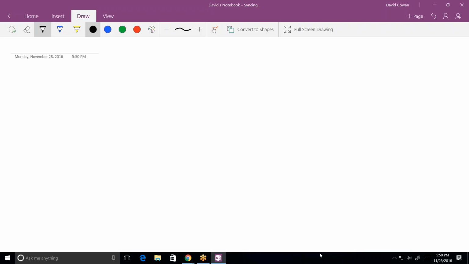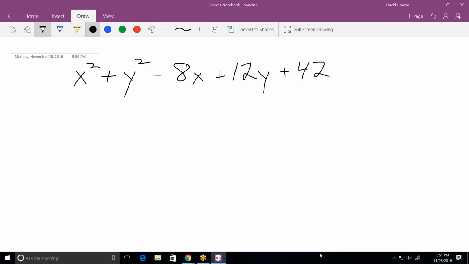Okay, so this one is x squared plus y squared minus 8x plus 12y plus 42 equals 0. Now you might think that's going to be problematic, because when I move that 42 over the other side, it's going to turn negative, right? But that's not the whole problem yet.